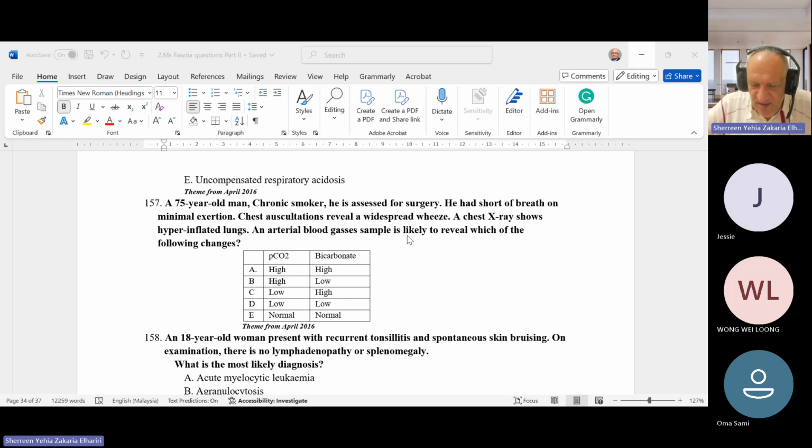It is a chronic smoker, so most probably they have respiratory acidosis. In respiratory acidosis, of course, the pH, not mentioned here, is low. What about the PCO2 and bicarbonate? Both are high. So why is bicarbonate high? To compensate, because this is acidosis, a chronic case, so it is to compensate. But if not compensated, it can be PCO2 high, bicarbonate low or normal.